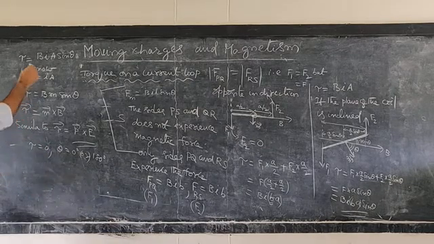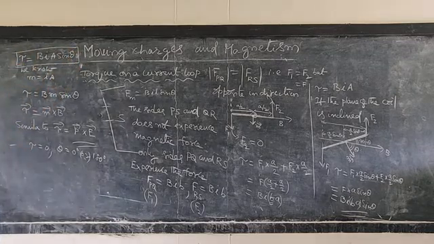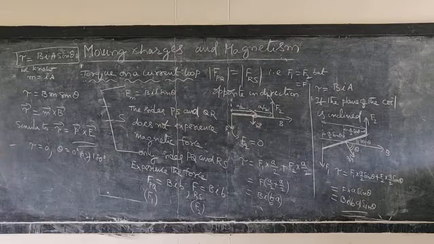And we make use of this formula, that is torque acting on the coil in a magnetic field, to explain the working principle of a moving coil galvanometer. That is the next topic we are going to discuss.